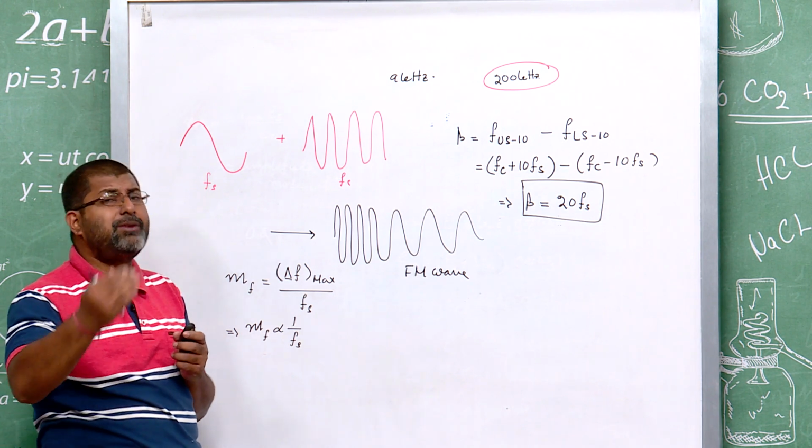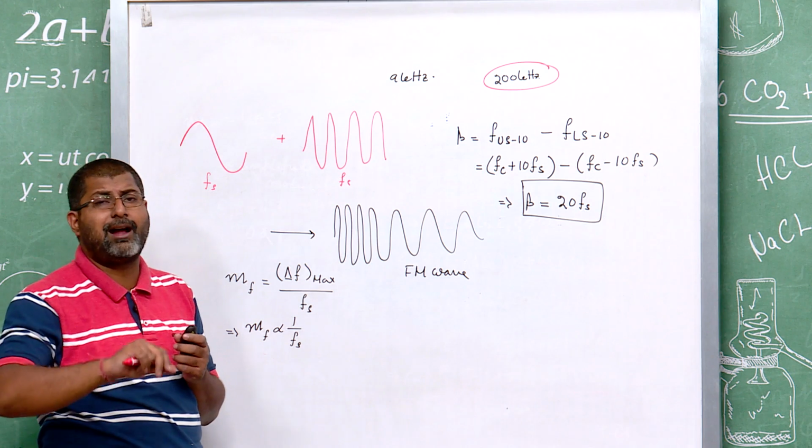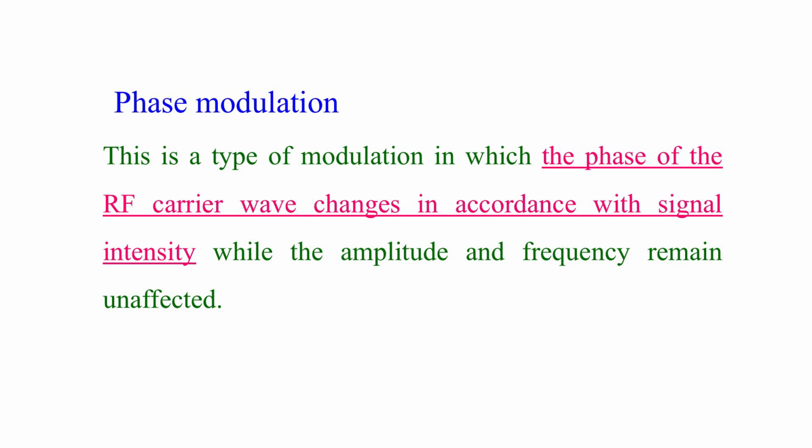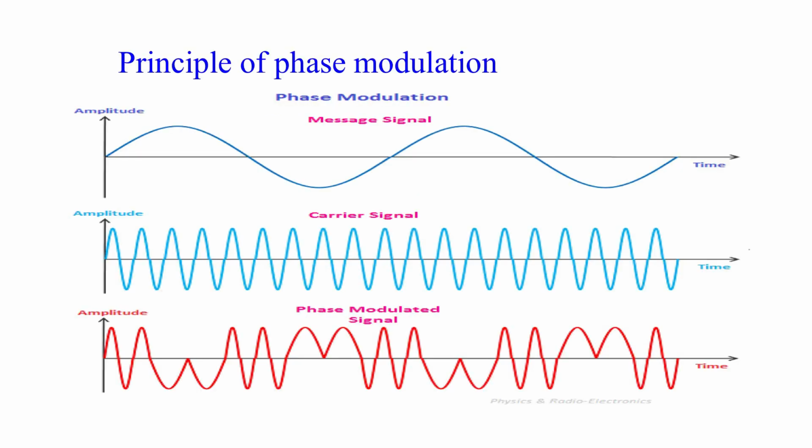With this, we come to the third and the last type of modulation, that is phase modulation. This is a type of modulation in which the phase of the RF carrier wave changes in accordance with the signal intensity, keeping amplitude and frequency constant. Here, when the signal intensity increases, the phase of the carrier wave changes as per the signal intensity.